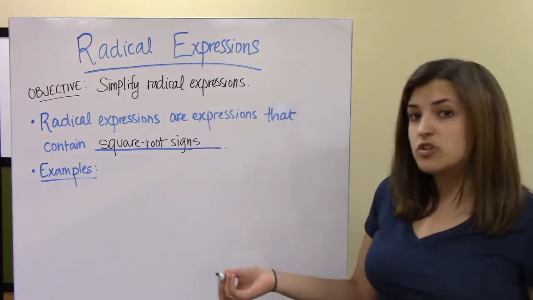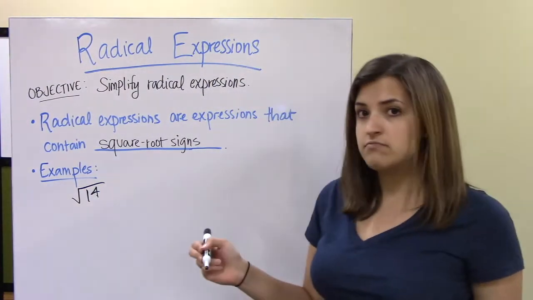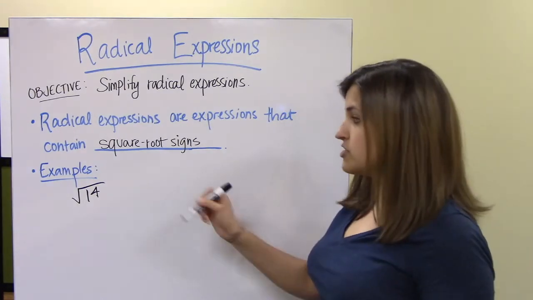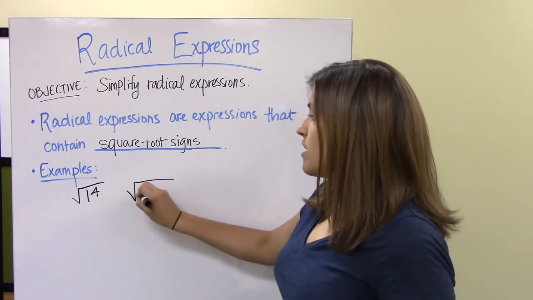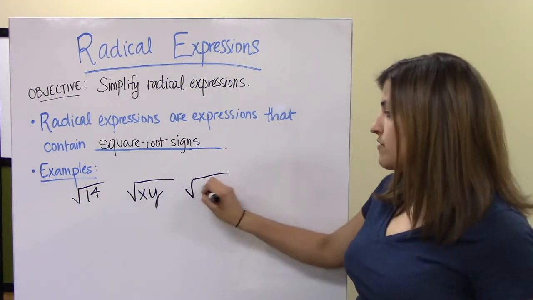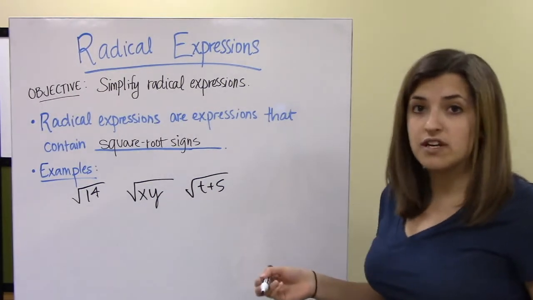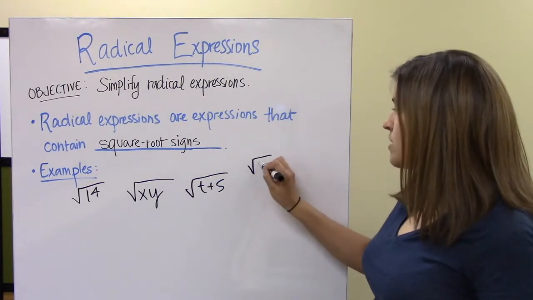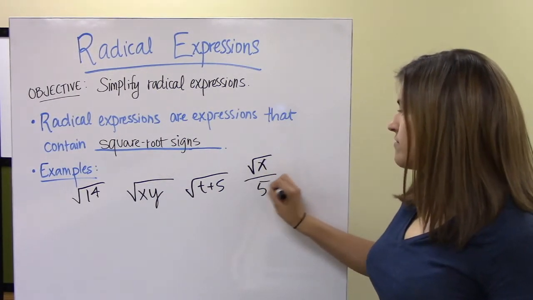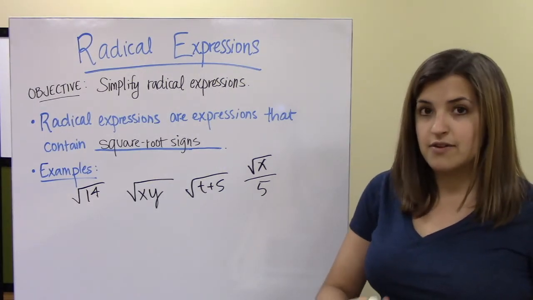Examples of these include square roots of numbers, like the square root of 14, that's a radical expression, or the square root of xy, or the square root of t plus s, or we can even have square roots that are fractions, like the square root of x over 5, something like that. We'll see all of these. Let's define one more thing.